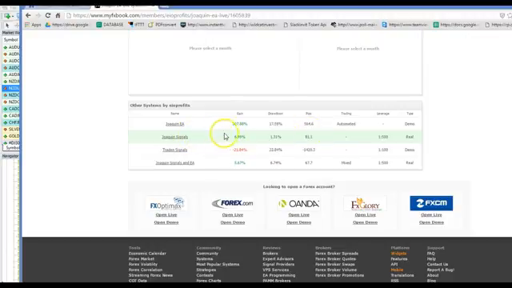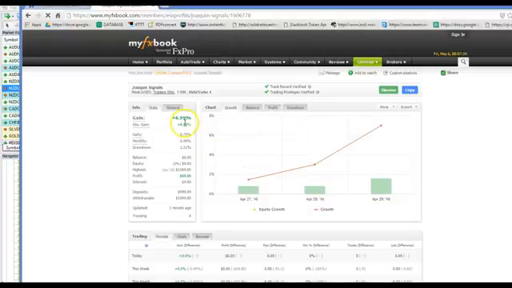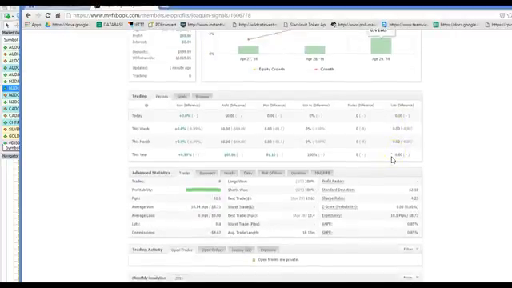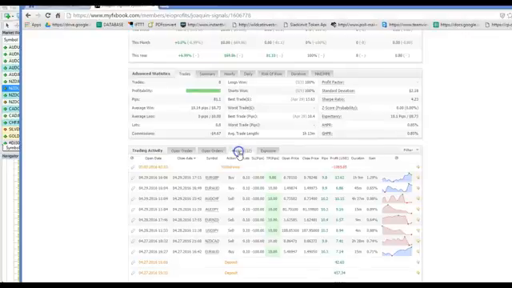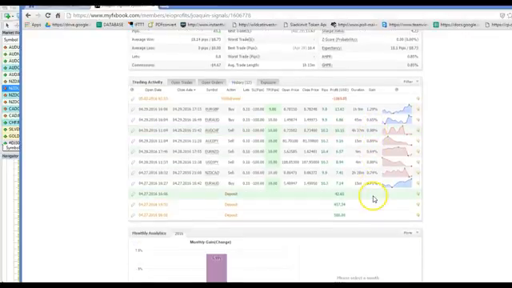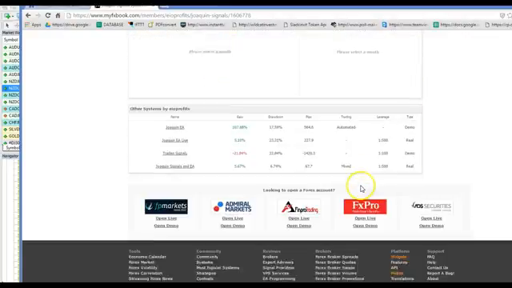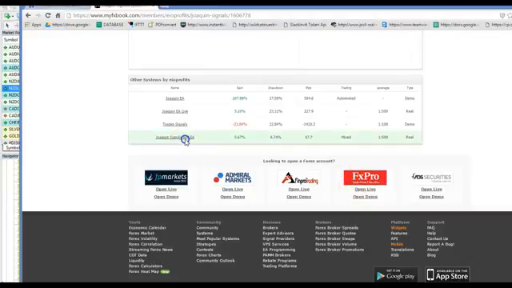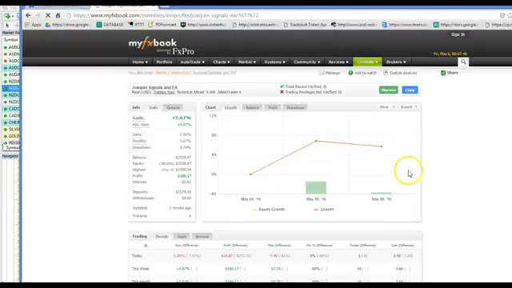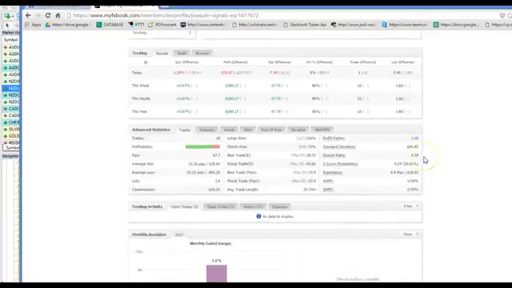On another one of his accounts, he is up 6.99%. And this is all based on the IBM. All of it. Here is another one up 5.67%. There you go.